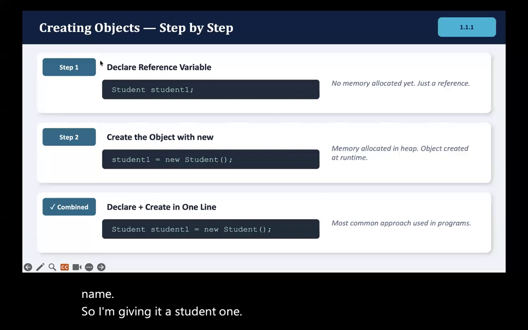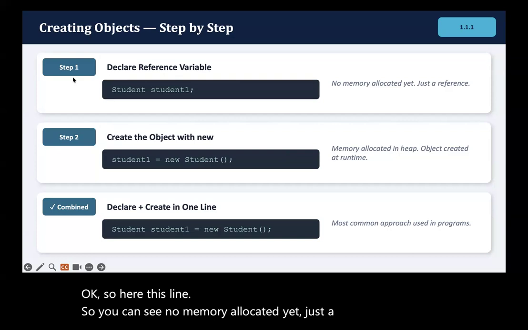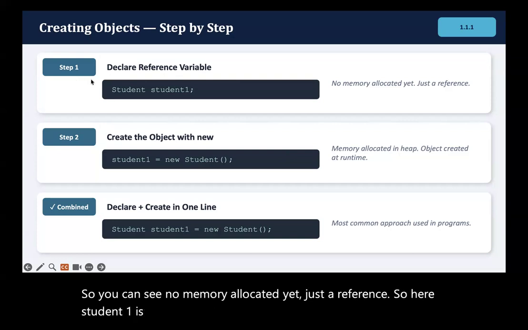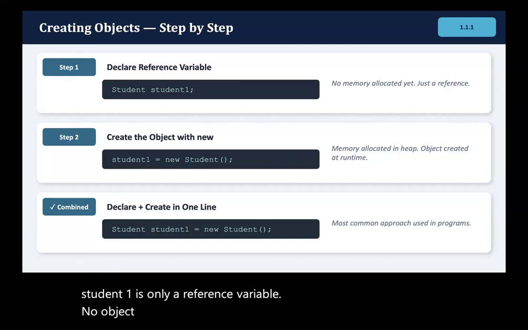Okay, so here, this line. You can see no memory is allocated yet, just a reference. Here, student1 is only a reference variable. No object has been created yet, and no memory is allocated for storing student data.